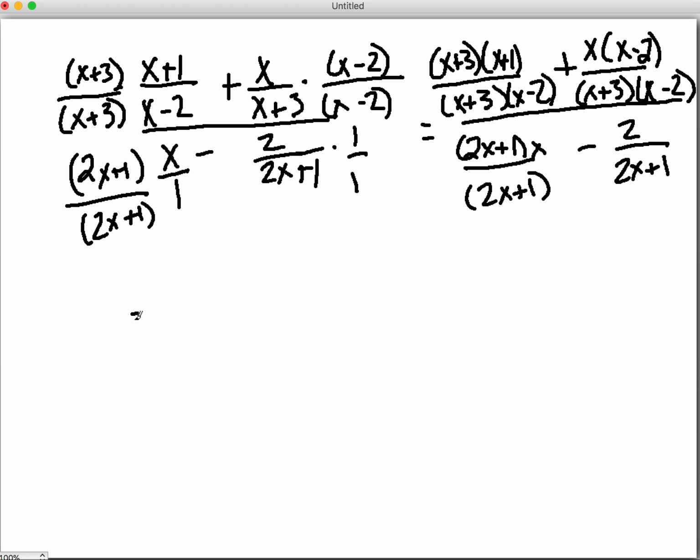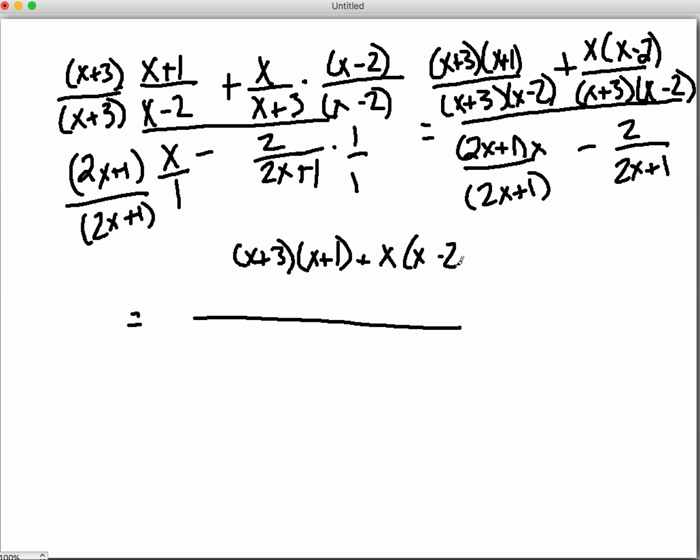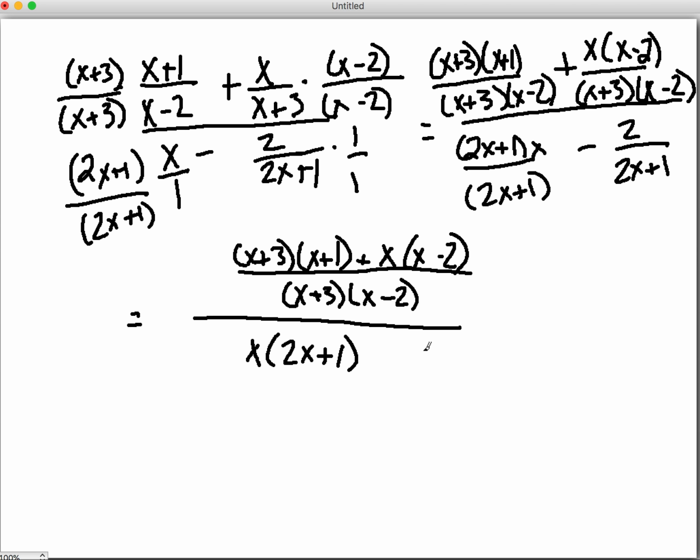Now that I have the common denominator, I'm going to have x plus 3 times x plus 1 plus x times x minus 2, all over that common denominator. So remember, when we add or subtract fractions, we don't add the denominators, we only add the numerator. So I have one fraction right here. It's not a pretty fraction, but it's one fraction. Then I'm going to have x times 2, and I'm just bringing that x to the front because that's the convention, minus 2, all over 2x plus 1.